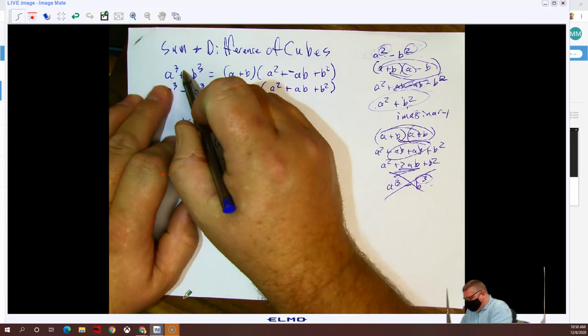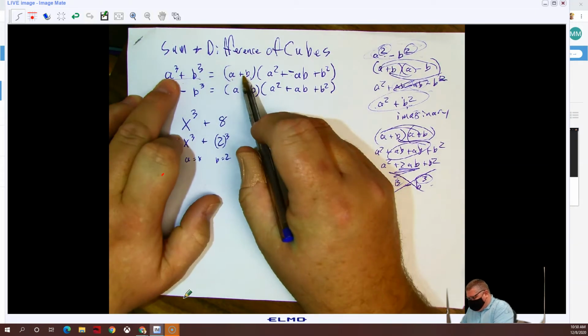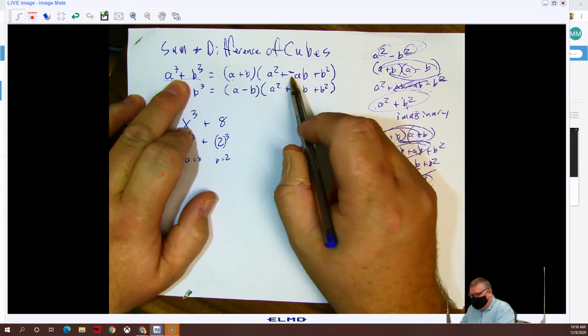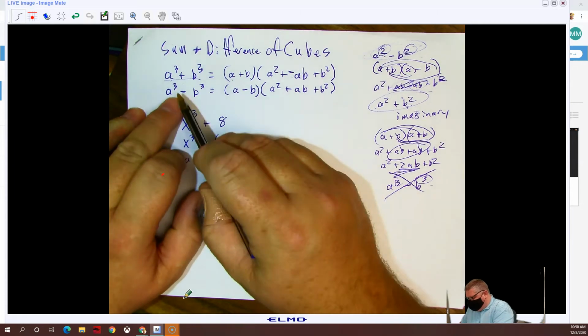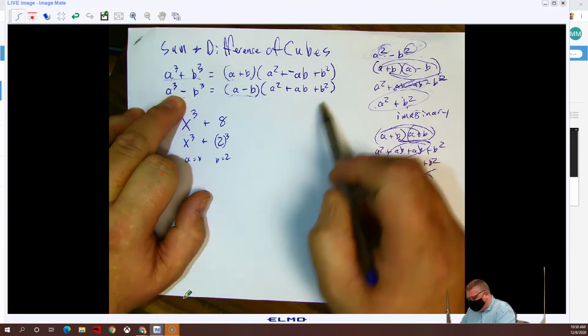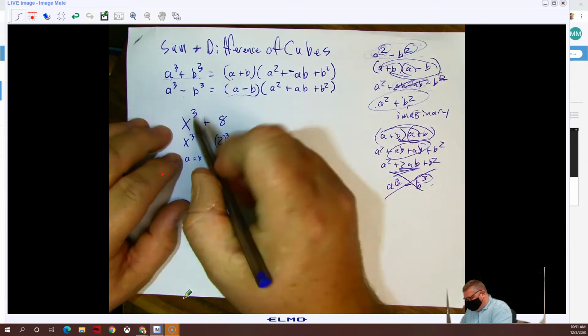The kicker is the a plus b is exactly matching what it is here without the cubes. And if this is plus, this has to be minus. On the other hand, if this is minus, it's the same to start with without the cubes, but it's the opposite sign in the middle here. Now, let's put this into action.